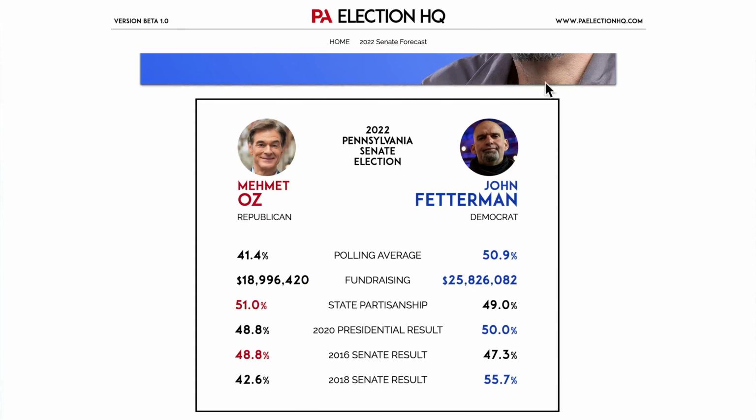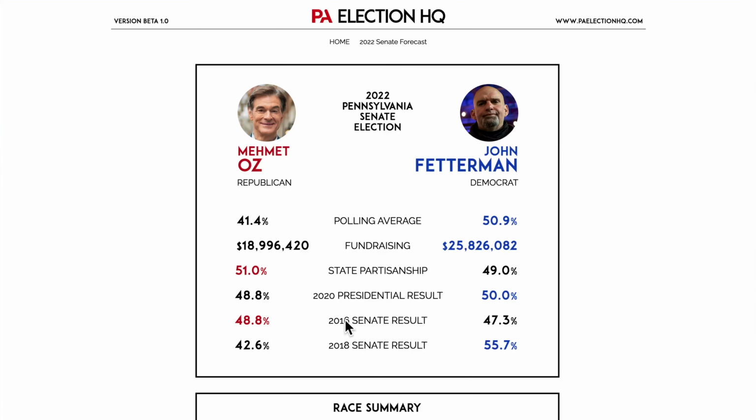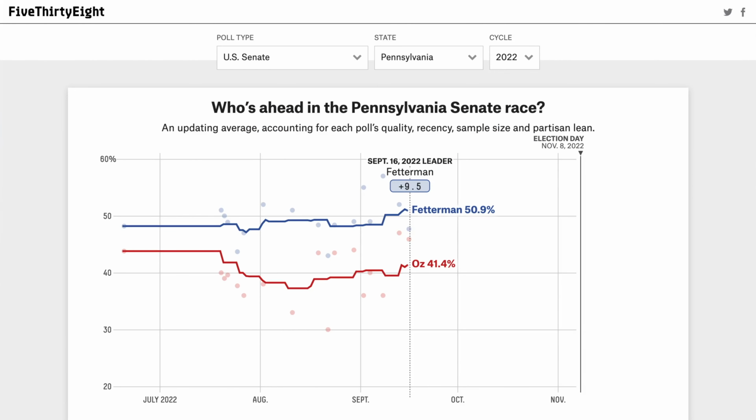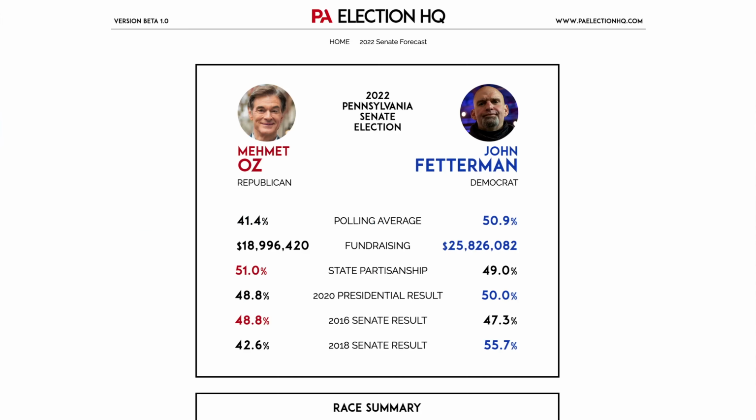In 2016, Pat Toomey was reelected to a second term in office against Katie McGinty, and he did outperform polling expectations. But Mehmet Oz is doing much worse in the polls than Toomey was in 2016, so Mehmet Oz is going to have to do much better than what polling suggests compared to how much better Pat Toomey had to do, and that is basically impossible.